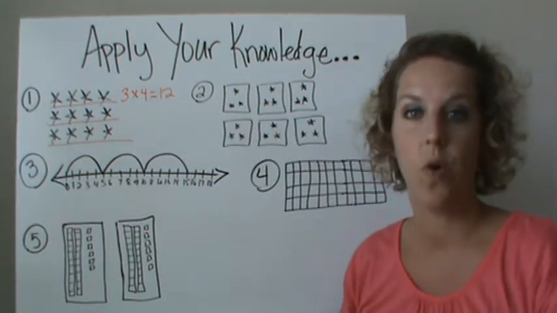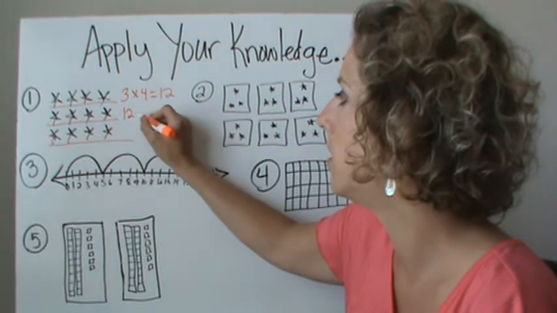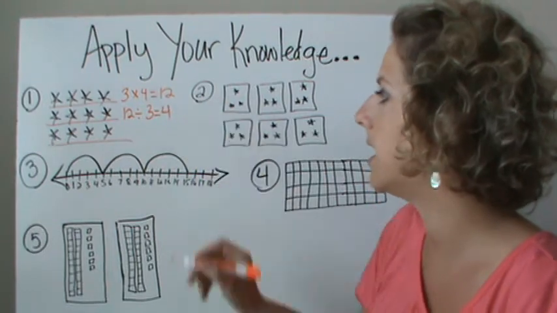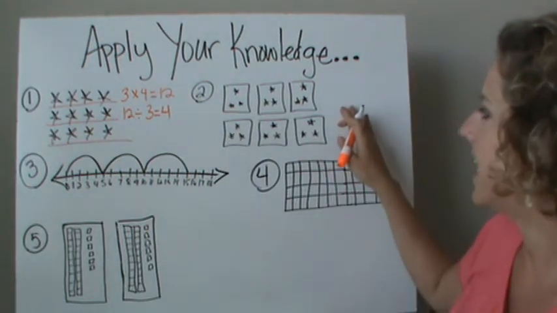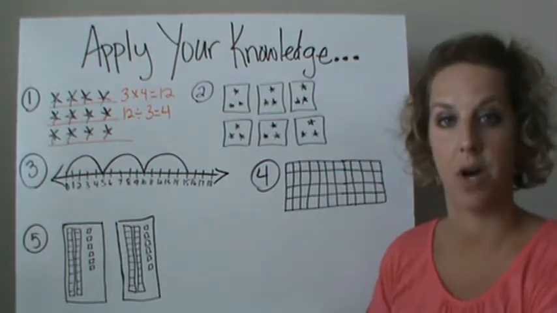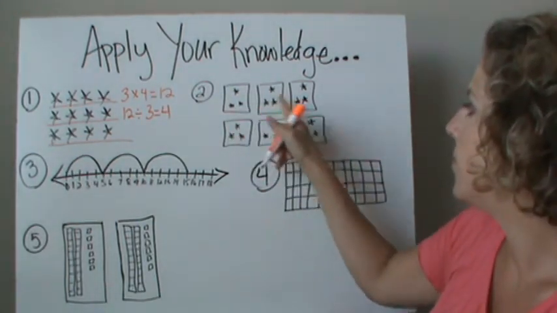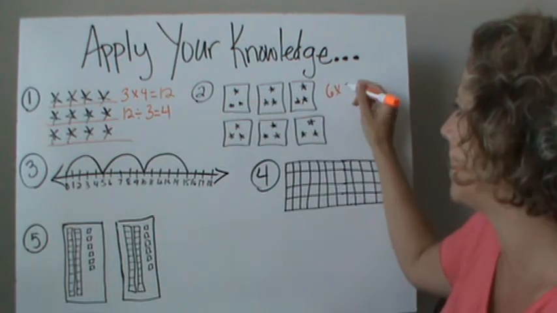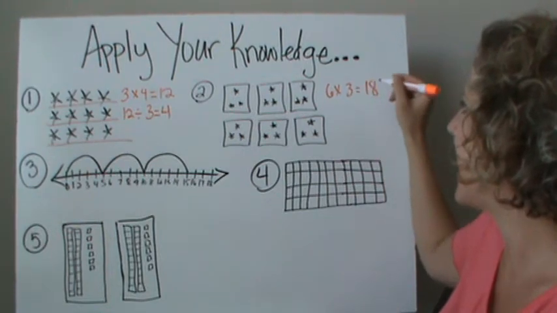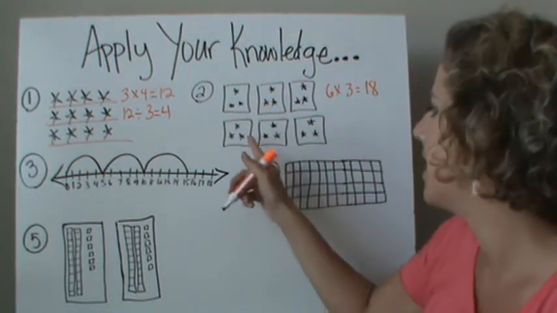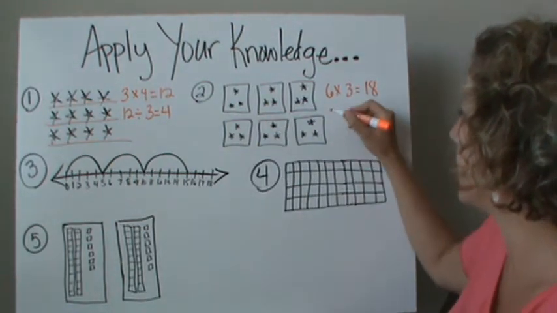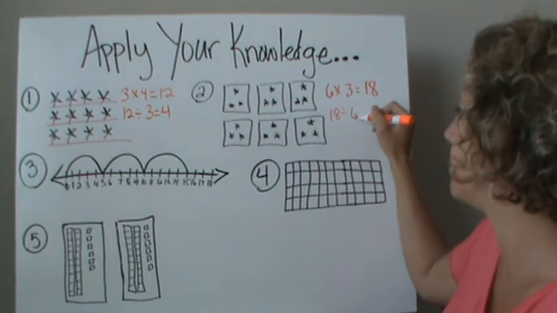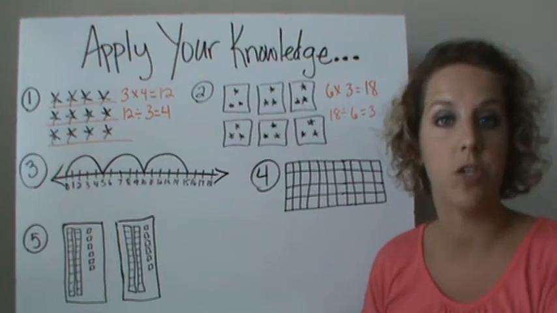Now for division, we know that there are 12 total, divided by 1, 2, 3 rows is equal to 4 in each row. For the second example, this example is using a set model. We have 6 groups times 1, 2, 3 in each group, so there are 18 stars total. If we want to look at the division model, we know that there are 18 total, divided by 1, 2, 3, 4, 5, 6 groups is equal to 3 inside of each group.